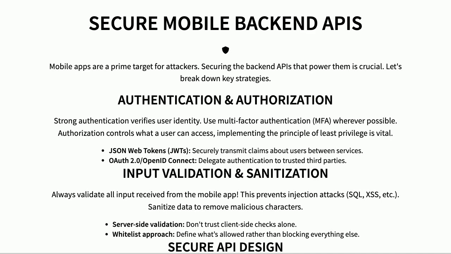Next up, rigorously validating every single piece of data coming from the app, no exceptions. And finally, designing your API securely from the beginning. Use HTTPS, limit request rates to stop abuse, and encode output to prevent those nasty XSS attacks.